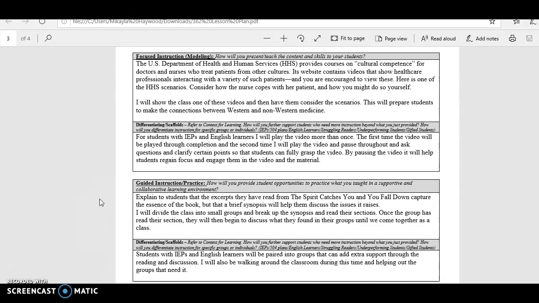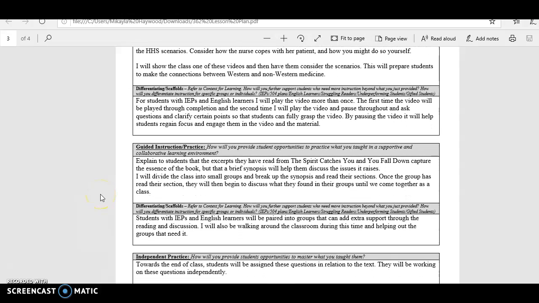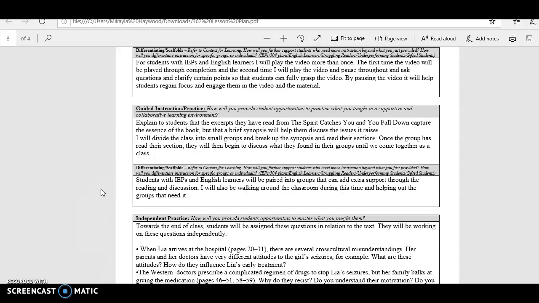Modeling was the video, which was the interactions, and then for my scaffolds, I wanted to make it clear that I would play the video through, but then play it through again, with pauses to reiterate and clarify for students just in case they were lost in what the video was actually saying, and show them the differences, maybe even make comparisons as I'm pausing.